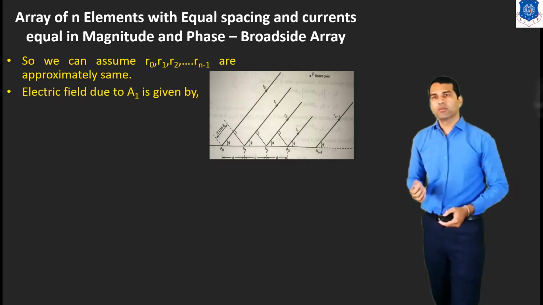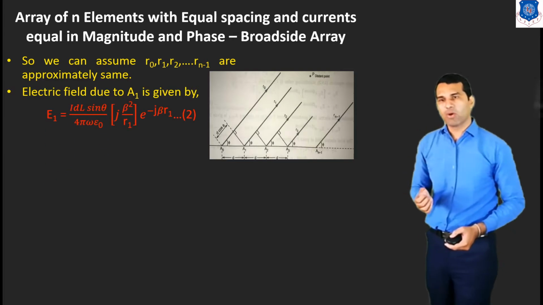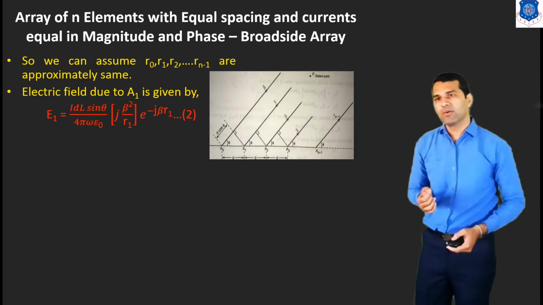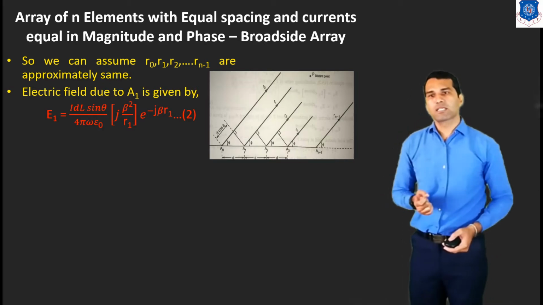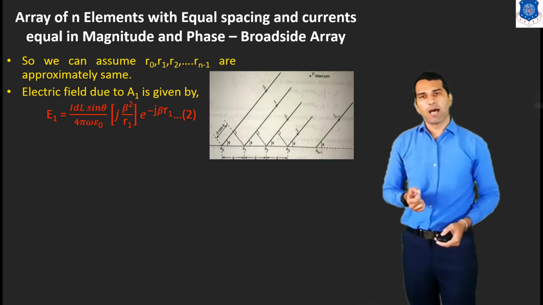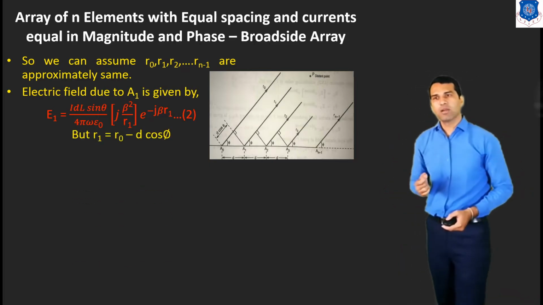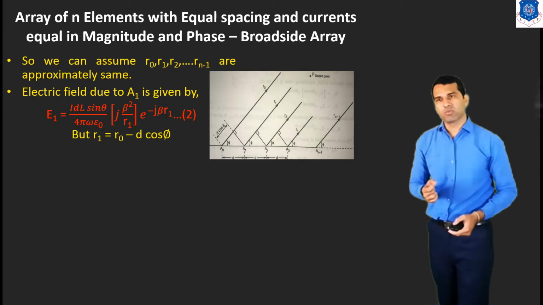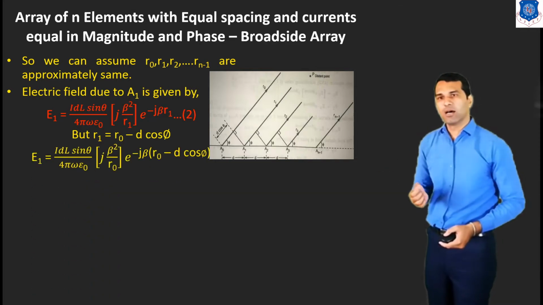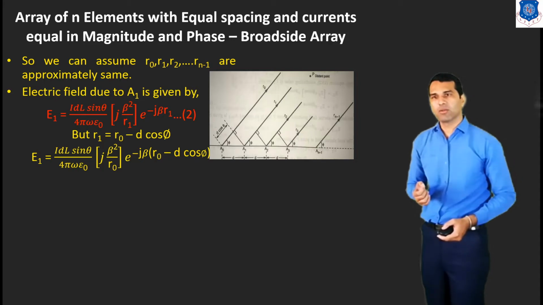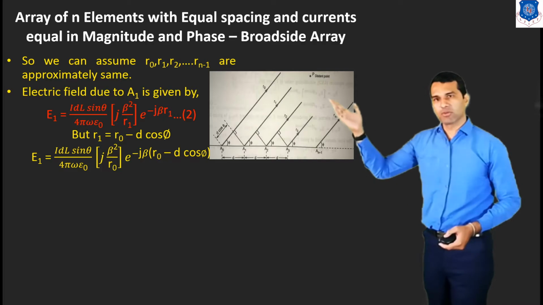So the electric field due to A1, E1, is equal to I dl sin theta upon 4 pi omega epsilon 0, j beta squared upon r1, e raised to minus j beta r1. But r1 is nothing but r0 minus d cos phi, due to the phase difference. So we can write, instead of r1, r0 minus d cos phi, in this equation number 2.